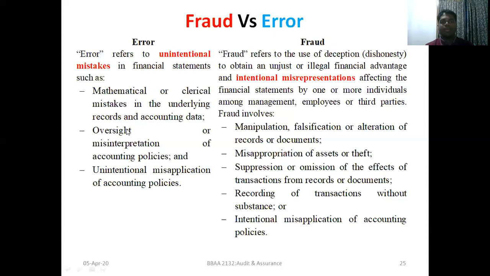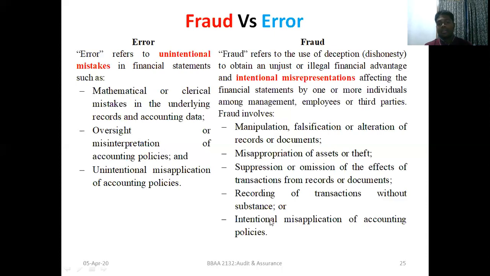The second example is oversight or misinterpretation of accounting policy. When a particular firm prepares the financial statement and applies the accounting policies, they oversee or misinterpret the policies without knowing it. So that is an error. It is unintentional. The third one is an unintentional misapplication of accounting policies. When they misapply the accounting policies unintentionally, that is an error.